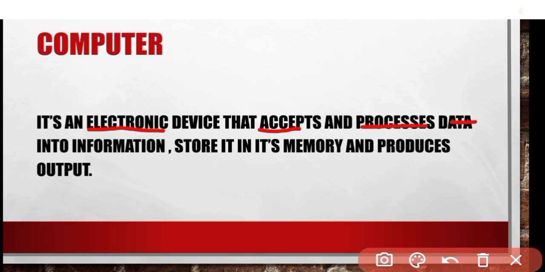We are going to look at the data, the information, and the storage devices. That's where we come to look at the memory, and we are going to look at the output devices of the computer. So that is computer. The next term is all about data. We have defined computer, now we are defining data. This is the definition of terms.